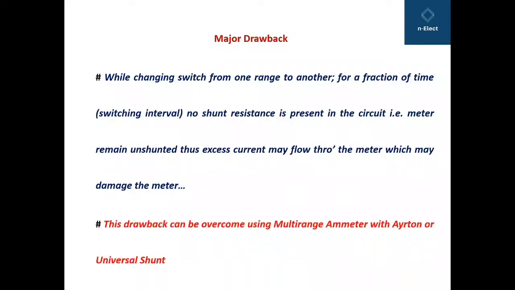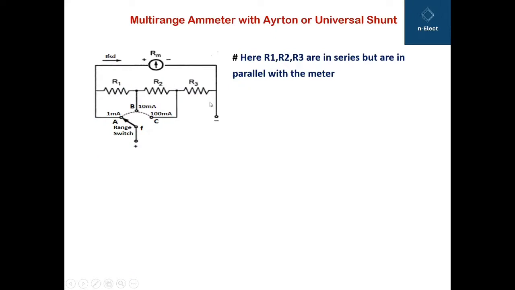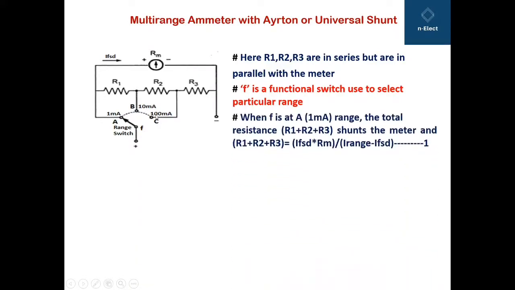Now, this drawback can be overcome using a multi-range ammeter with Ayrton or universal shunt, which can be shown like this. So this is the multi-range ammeter with Ayrton or universal shunt. Here R1, R2 and R3 are in series, but they all are in parallel with the meter. F is a functional switch used to select a particular range, again like 1 milliampere, 10 milliampere or 100 milliamperes.